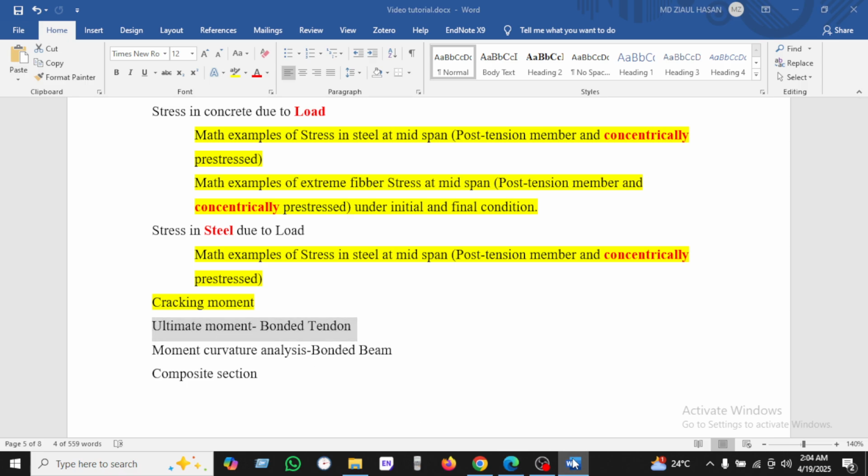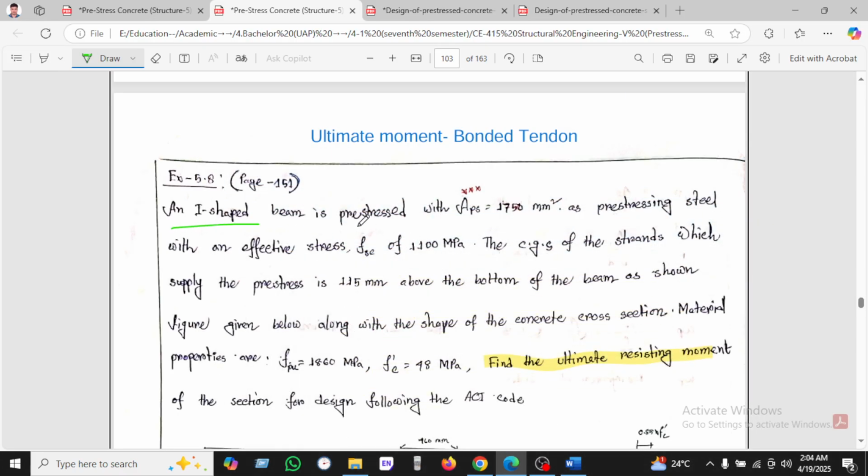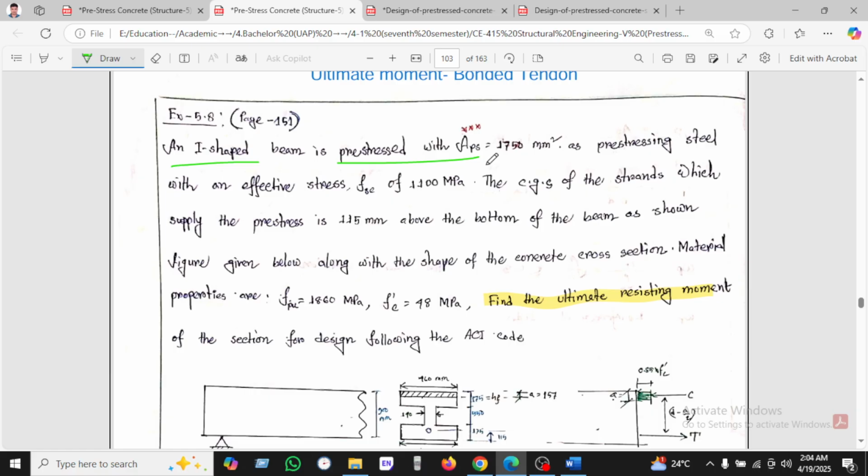For the ultimate bonded moment, we can see here an I-shape beam is prestressed with A_ps as given below. The prestressing steel has the effective stress given here. The size of the strand is given, which is separate.